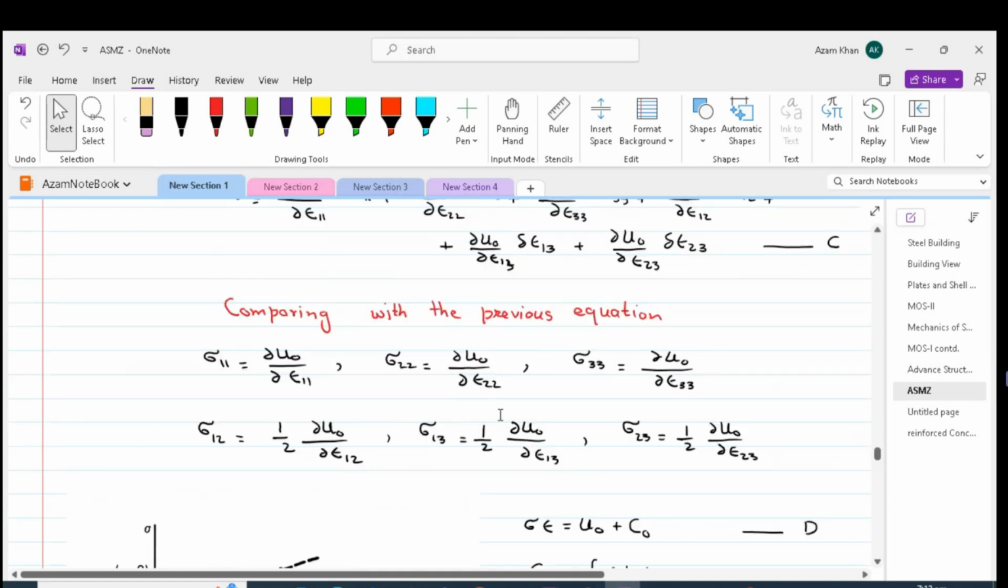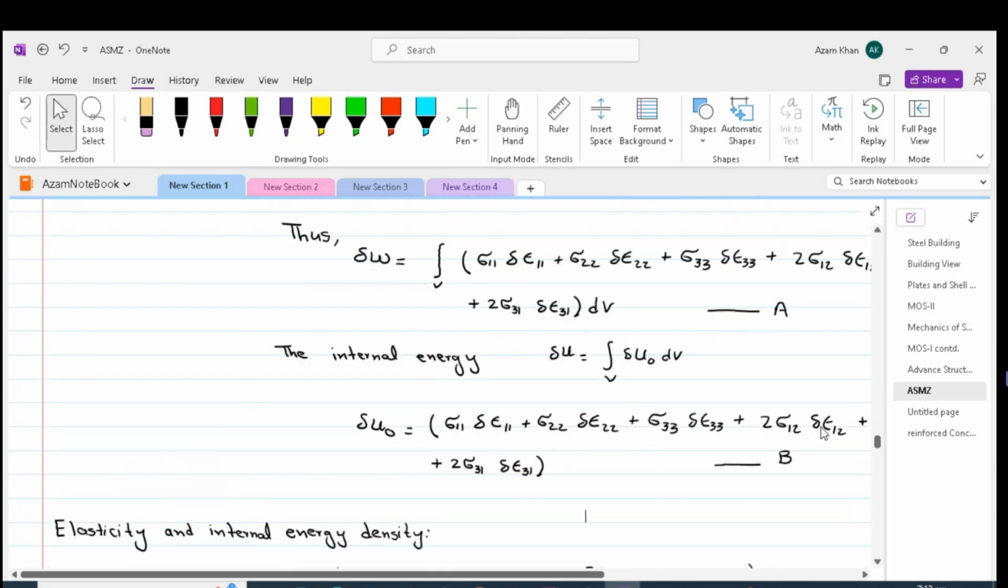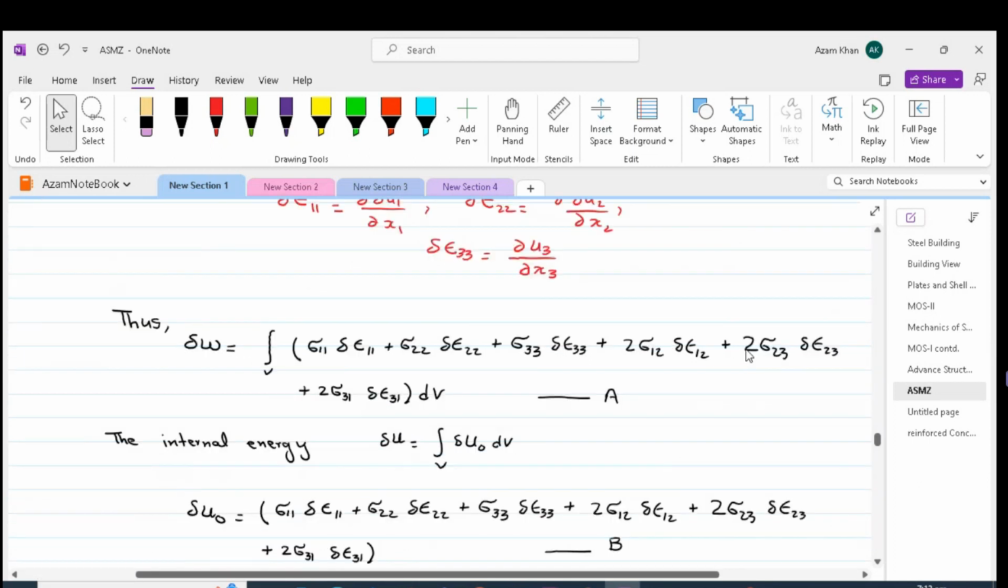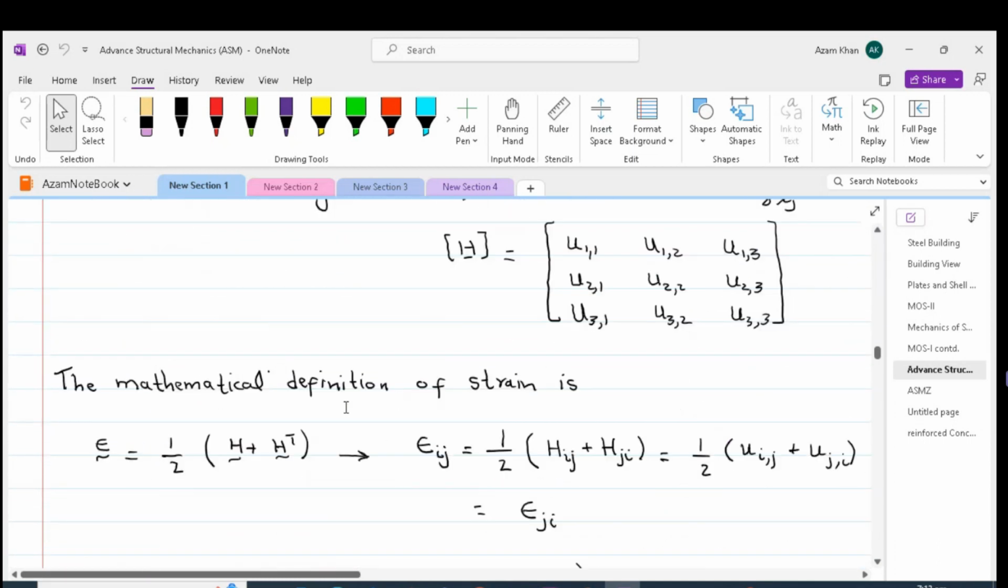Please note that we have a half appearing here because of the 2's appearing in expression B, and the coefficient 2's appear in expression A because of our mathematical definition of shear strain as half of u i,j plus u j,i. So the half comes from the definition of our strain as per our previous presentation.